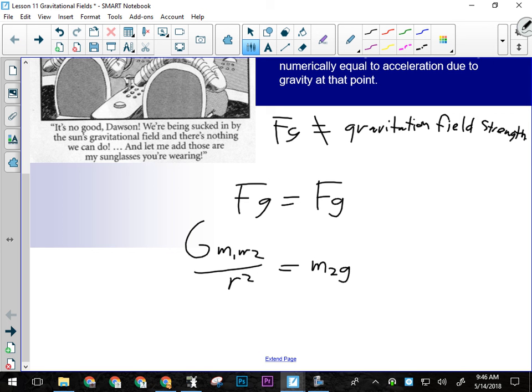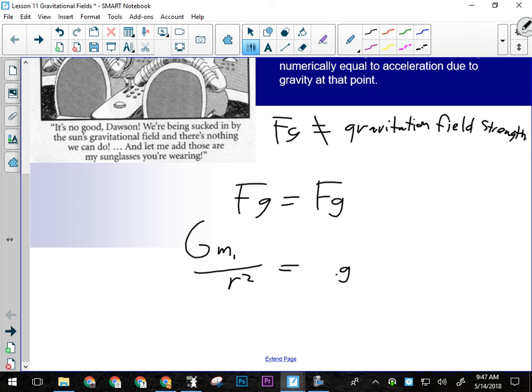So if I manipulate this for little g, I'm going to divide both sides by m2, and m2 is just going to cancel. And that's what we're left with. We can calculate gravitational field strength by ignoring the second body because all things in the field at that distance would accelerate at the same rate, just like all things on Earth accelerate at 9.81 meters per second squared towards the center of the Earth.